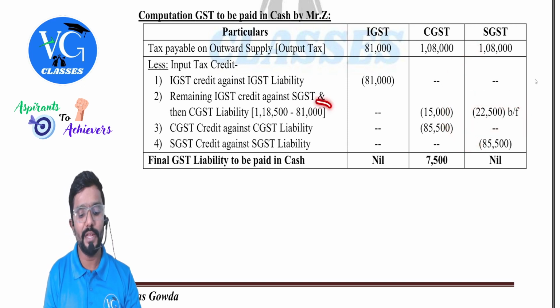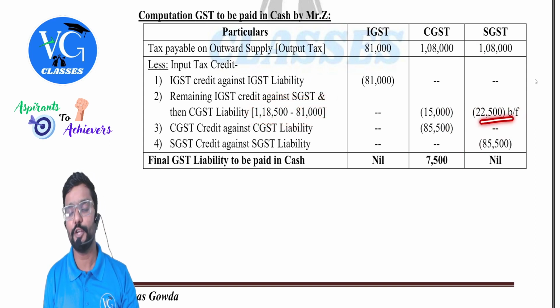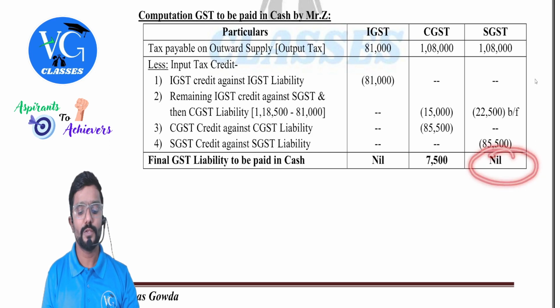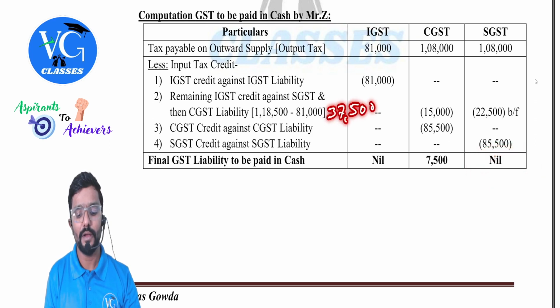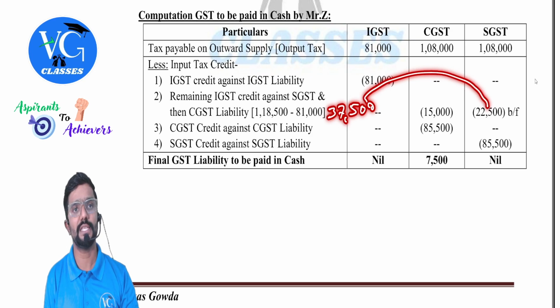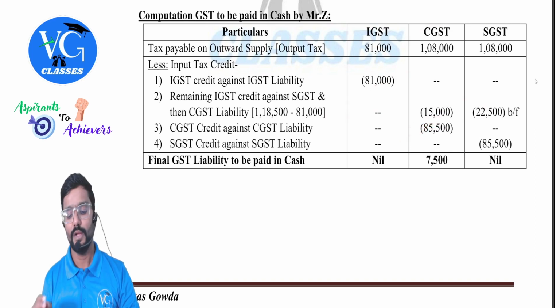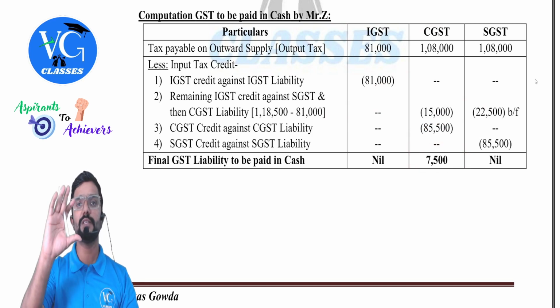So out of the remaining 37,500 here, I used 22,500 against SGST liability, so that SGST to be paid in cash became nil. What is the balance? 15,000. I will use it here. I'm just coming in reverse, that's all. Next, do I have CGST credit? Yes, 85,500. Adjust that also. At the end, how much should I pay in cash? 7,500. Any of these three is okay.